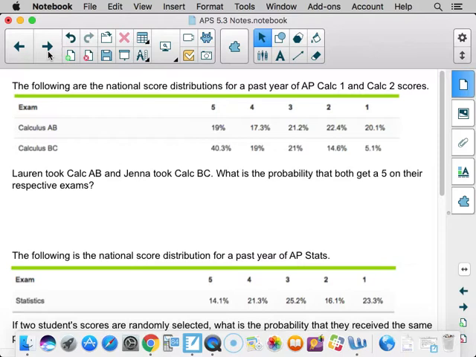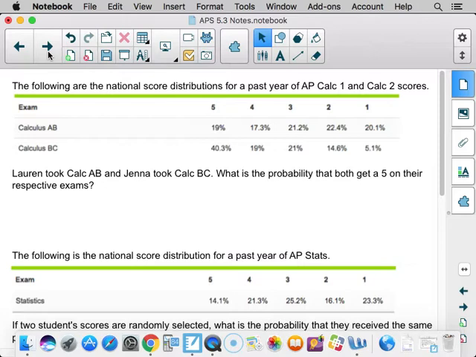Also, keep in mind, if I took a third day to do things for you, likely every one of these examples connects somehow to the test, right? I've chosen each of these for a very particular reason to make sure you re-see that skill before we get to the test. So the following are the national score distributions for a past year of AP Calc 1 and AP Calc 2 scores. Lauren took Calc AB and Jenna took Calc BC. What is the probability both get a 5 on their respective exams?